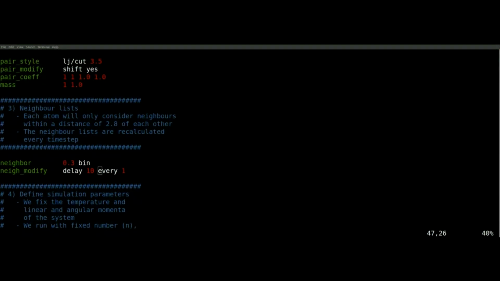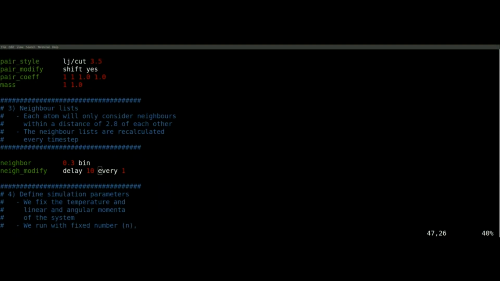Sorry, someone's asking a question in the chat. 3.8, not 2.8 for the neighbor radius, or am I missing something? Yes, you're absolutely right. I'm getting it wrong. In this case, the neighbor list cutoff should be 3.8 sigmas as opposed to 2.8 sigmas. Sorry about that. So where was I?